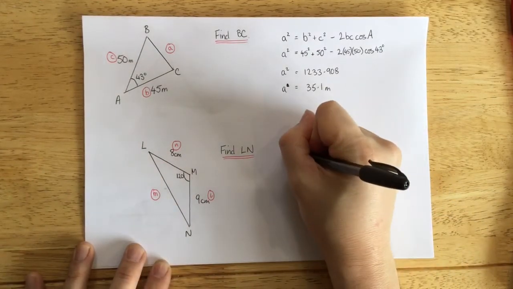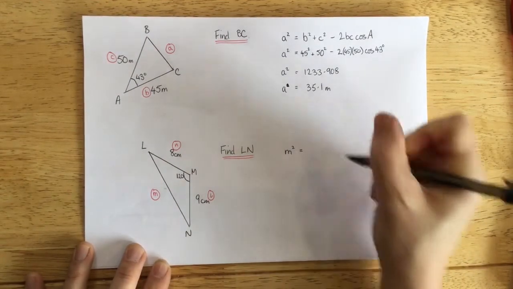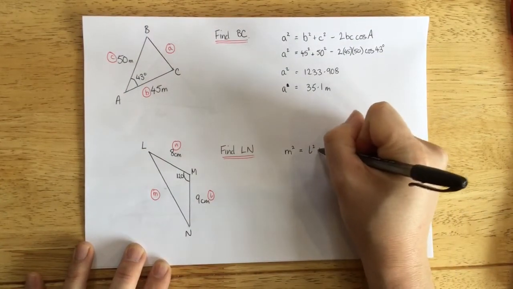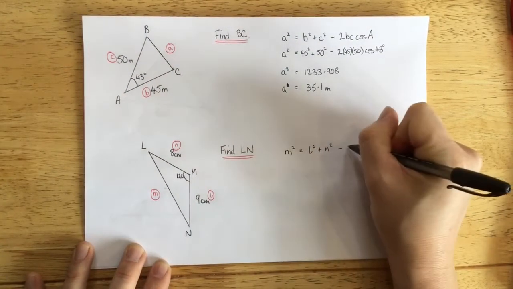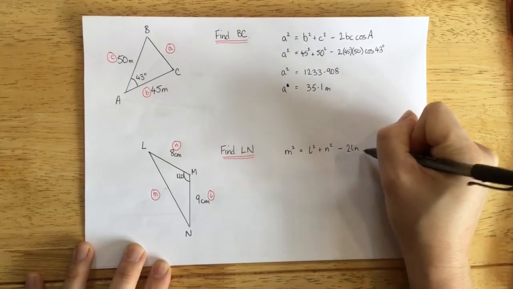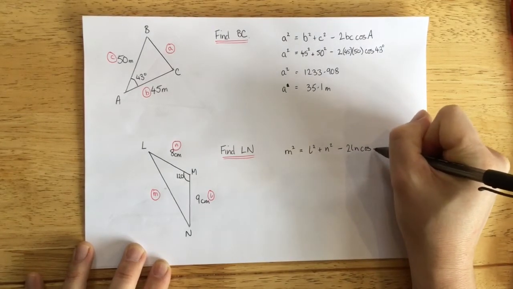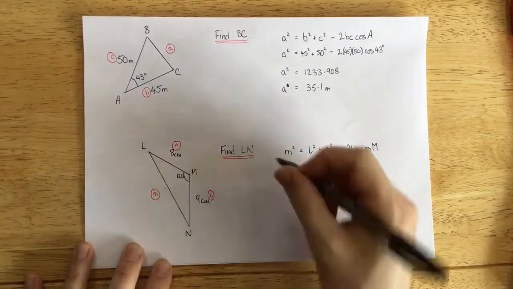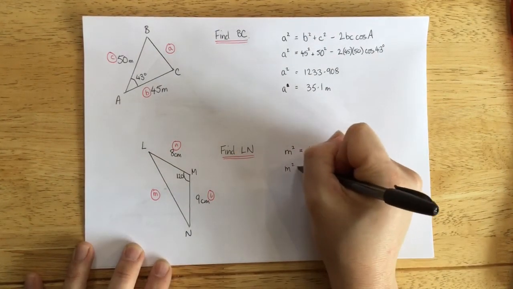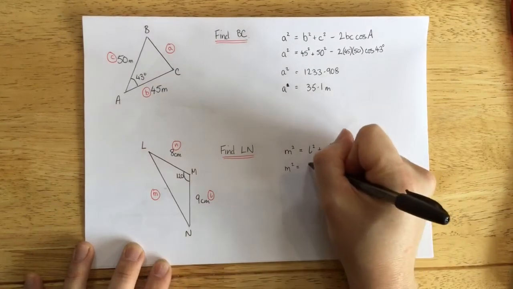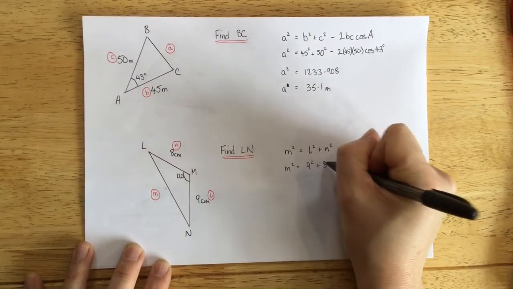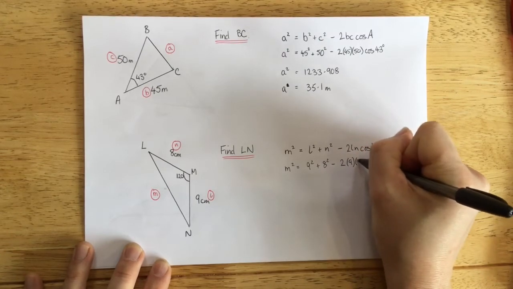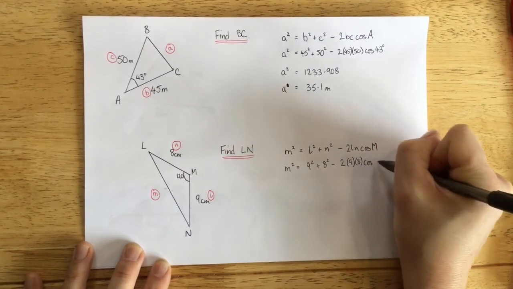So I want my formula to start M squared. The other two letters are L and N, so it's L squared plus N squared minus 2LN, and then we put the cos of the initial letter, which was M. So let's fill it in. M squared is equal to, well, this is 9 squared plus 8 squared minus 2 times 9 times 8 times the cosine of 120.